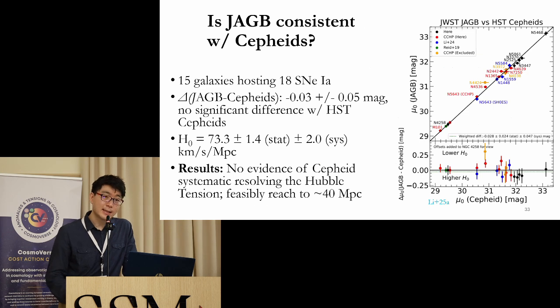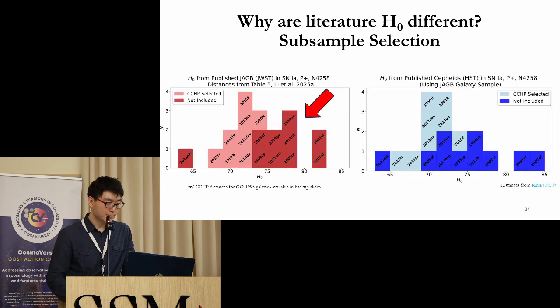And so now with this expanded set, combining all the literature values together with this new data set, we have 15 galaxies hosting 18 type 1a supernovae. And if we simply, again, take a weighted mean between the Cepheid distances and the JGB distances, we find a difference of about 0.03 magnitudes, really no statistically significant difference between the two. And so with the full sample of our JGB measurements, we do find an H0 of roughly 73.3. And again, this was very good agreement with the Cepheid-based H0 measurement.